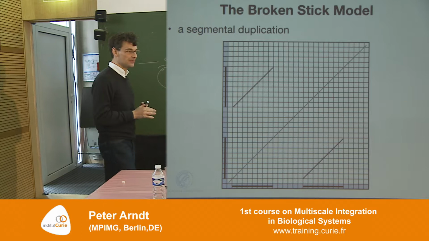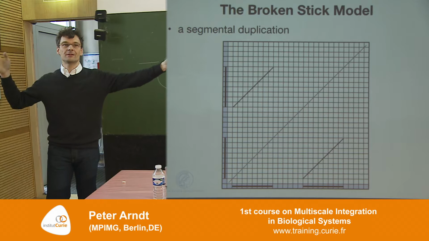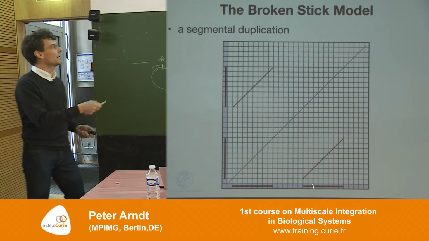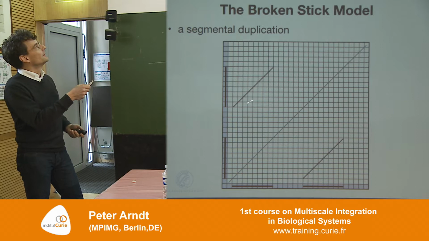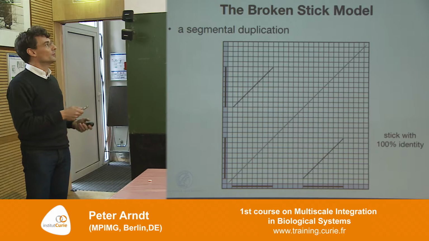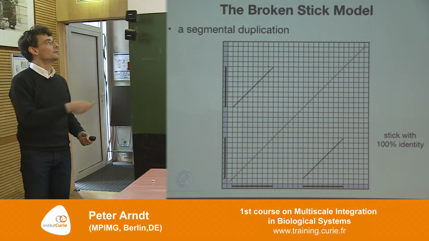You just have to see what is happening. If you have a segmental duplication process, you copy-paste a part of the genome from one location to another. In such an alignment grid, what happens? You copied this black piece from here to here. You get a 100% identical matching stick, as I call it, here. Just after the duplication, there's a very long stick in this grid.